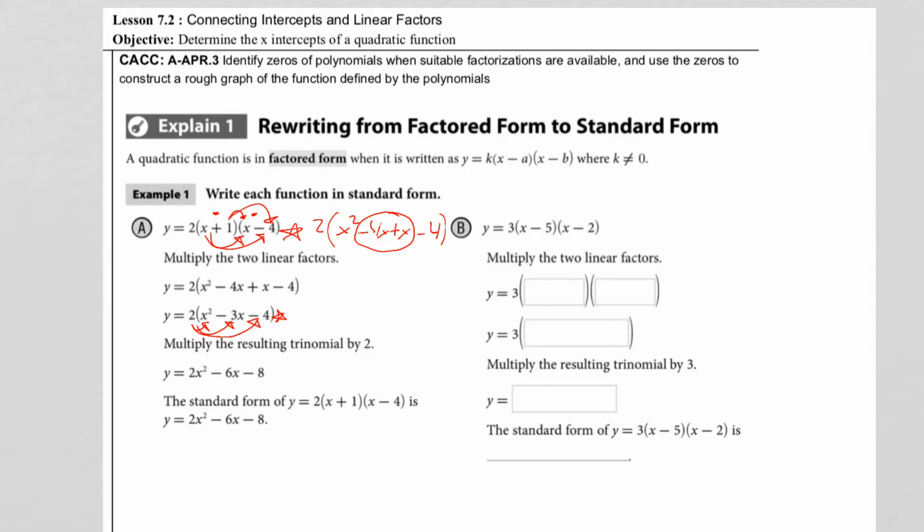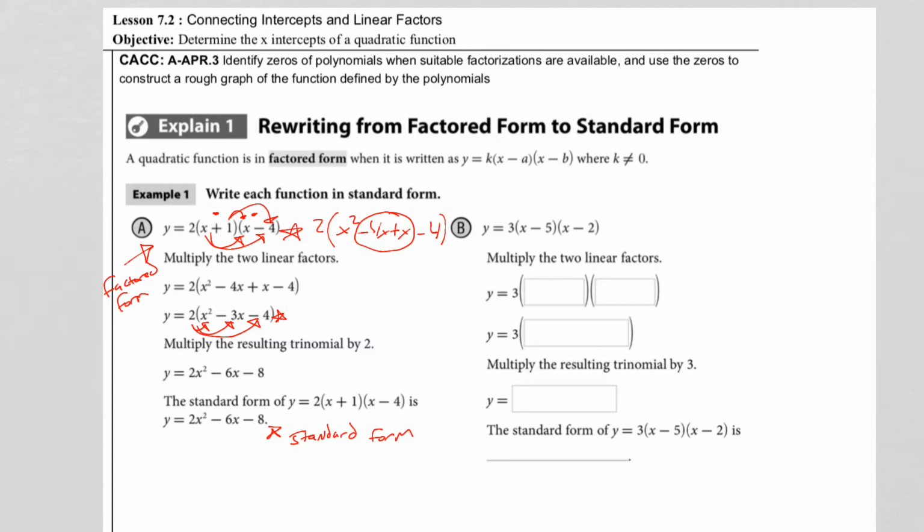We're at this step now, and then the last thing you have to do is multiply everything times 2. And when you do, you get 2x squared, and then 2 times the negative 3x is negative 6x. 2 times the negative 4 is negative 8. So this right here is standard form. And up here, where we started, was factored form. And there's an interesting thing about standard and factored form that we're going to get to as far as the graph in a little bit.